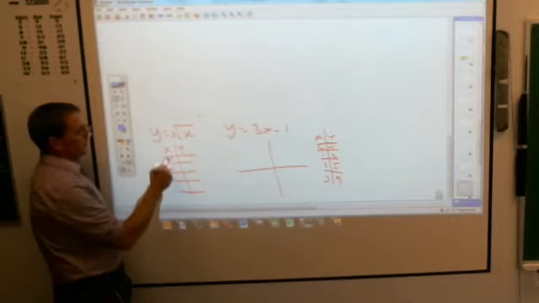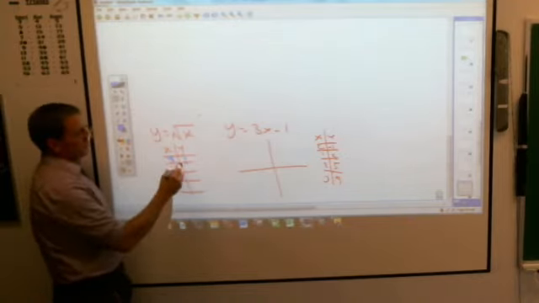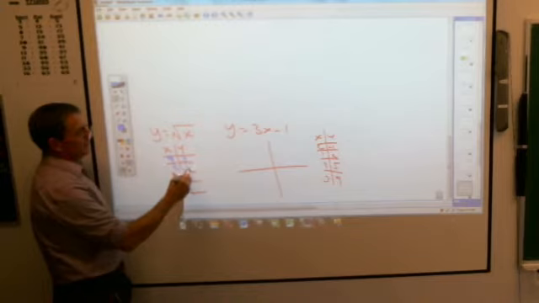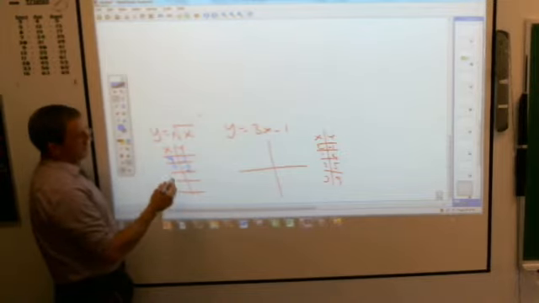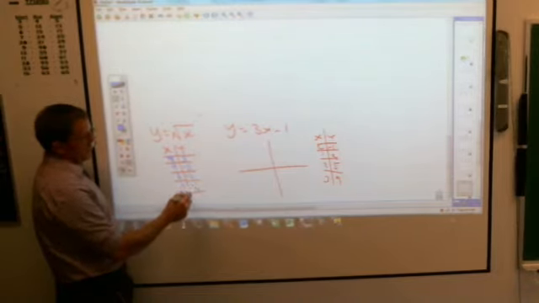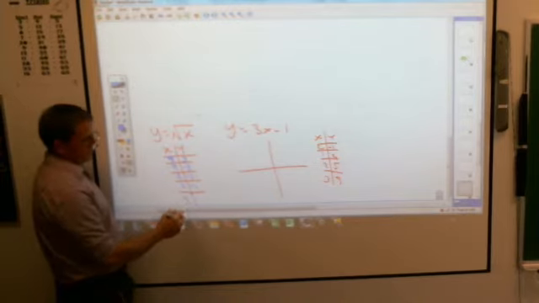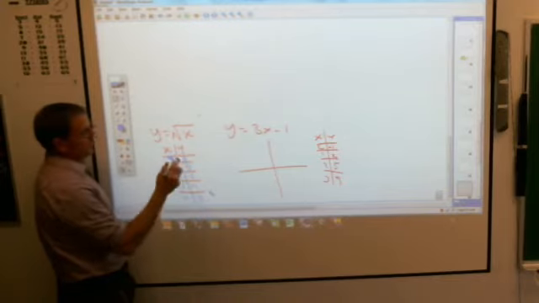Here's the deal with 9. What is the square root of 9? 3. It's not only 3, because 3 times 3 is 9, but it is also negative 3, because a negative 3 times a negative 3 is 9. And what else could we do? We could do 1. The square root of 1 is both negative 1 and positive 1. The square root of 4 is 2 and negative 2. The square root of 0 is 0.